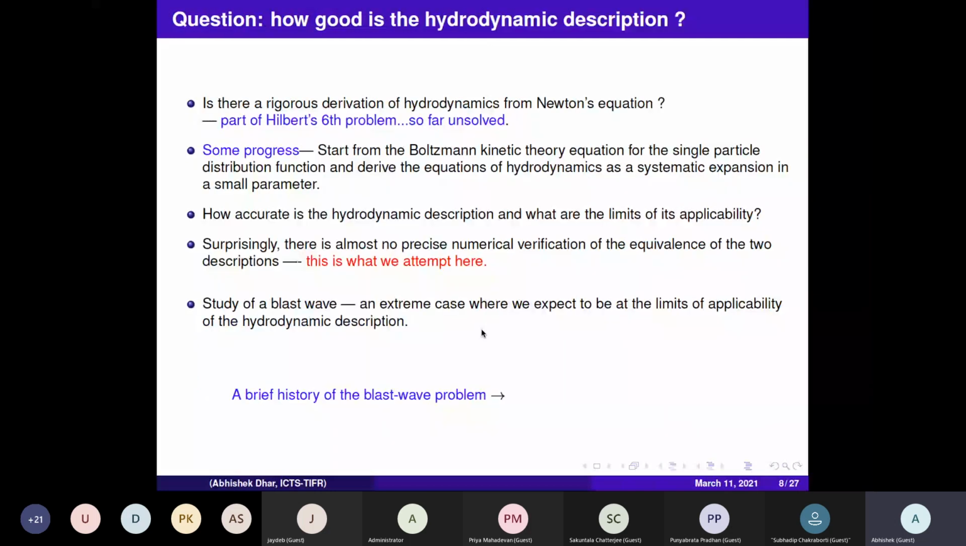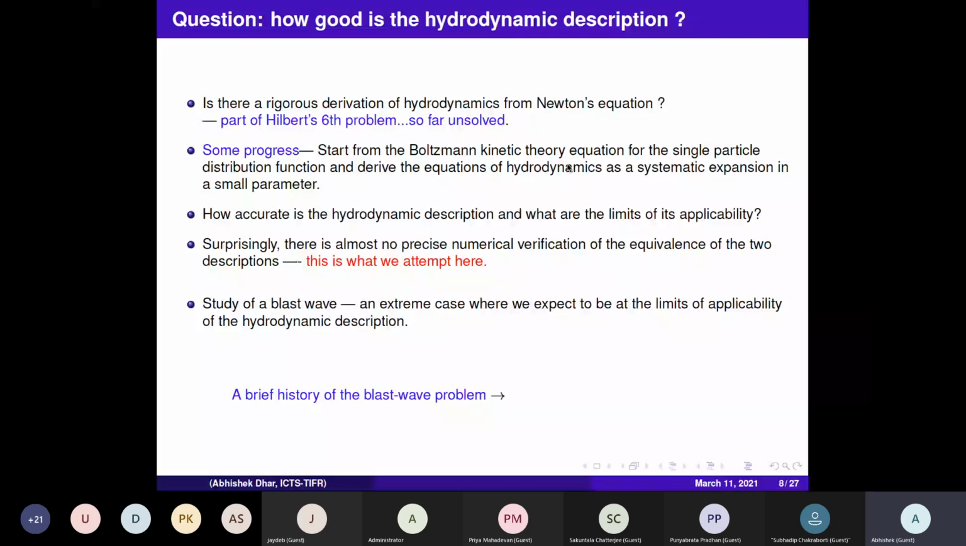Okay. So now some questions: is there a rigorous derivation of hydrodynamics from Newton's equation? This is in fact part of Hilbert's sixth problem, and so far it's not solved. From a physicist's point of view, there's some progress. If you start from Boltzmann theory, there's some systematic expansion that you can do to derive the equations of hydrodynamics. It's not completely microscopic because you have to start from Boltzmann theory, which already is an approximation. So there's no really complete, rigorous, or even physicist-level derivation of these equations.